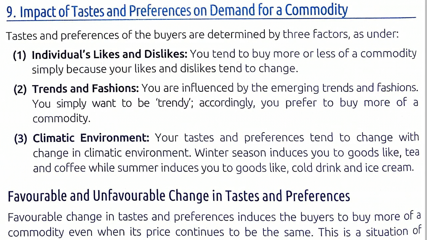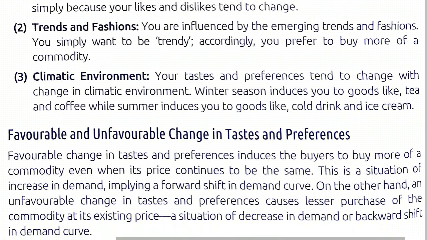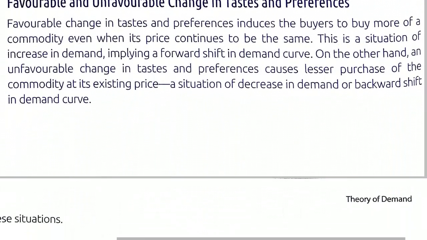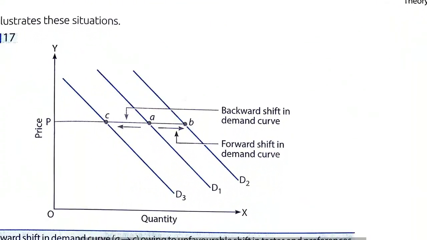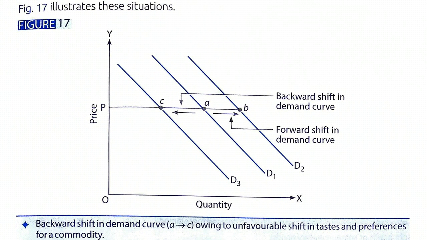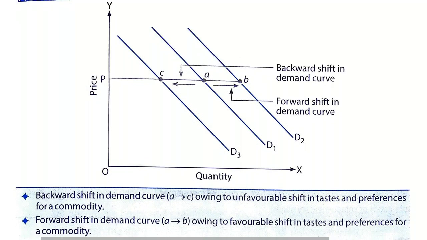With climatic changes, in summer season we preferably consume cold drinks, and in winter season we preferably consume hot drinks. In case of clothes also, in summer season we will wear cotton clothes, in winter season we will wear woolen clothes. So these are the other factors affecting demand. There will also be a shift in demand curve due to these types of factors, you can see.